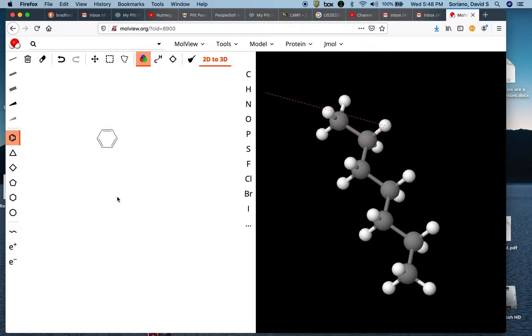Now, I'm going to put in a single bond right here, quite arbitrarily right there. Another one here. Then I'm going to put a double bond right there. And I'm going to put an oxygen right there. Now, oxygen is portrayed as a red color. Nitrogen's blue. This is a very important substance called acetophenone.